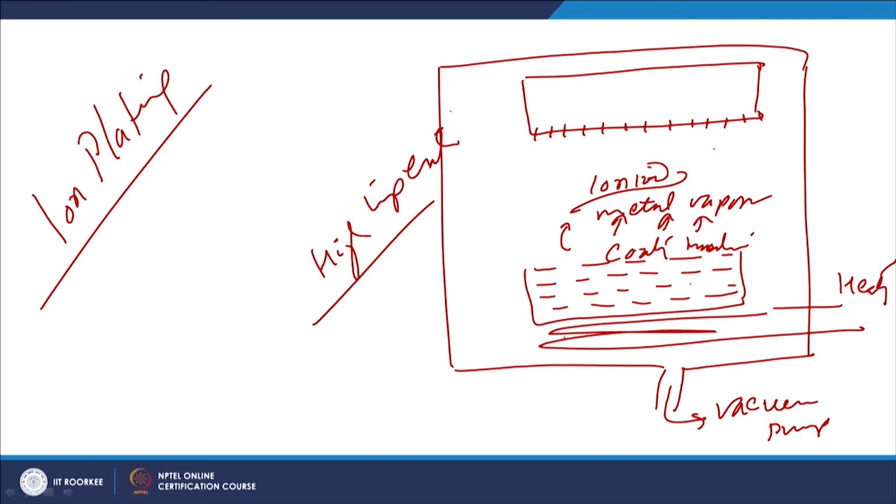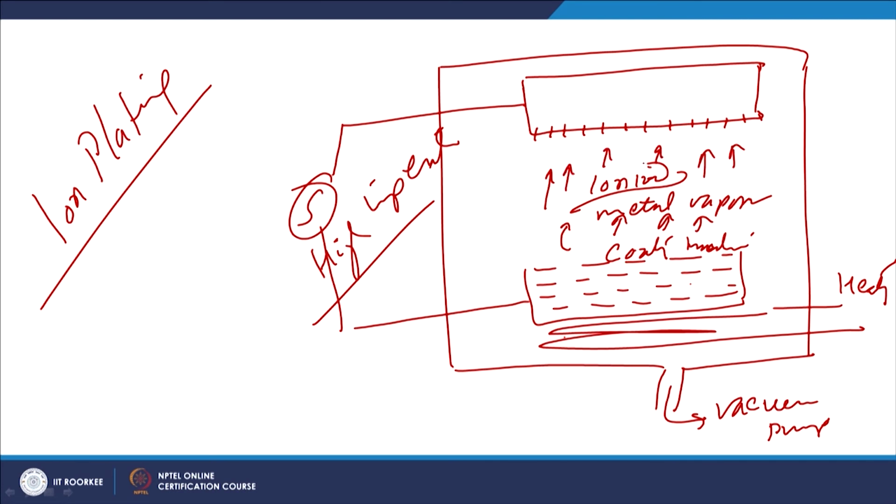So, in this case, there is ionization of the metal vapors from the required coating material, and these ionized metal vapors are accelerated towards the substrate using a suitable potential difference established between the two, so that the ionized metal vapors can be accelerated towards the substrate with sufficient energy, and their impact with the substrate will lead to the deposition of these ions of the metal vapors on the substrate.